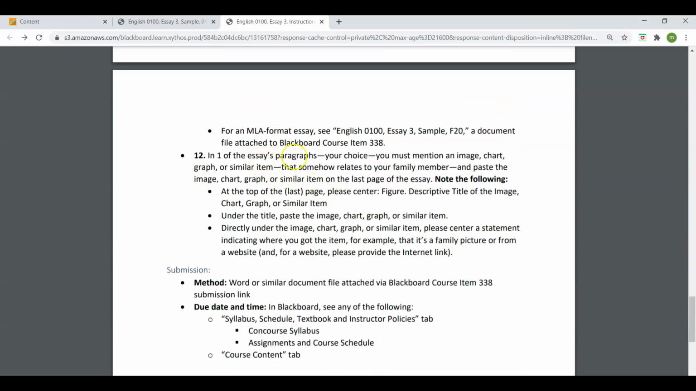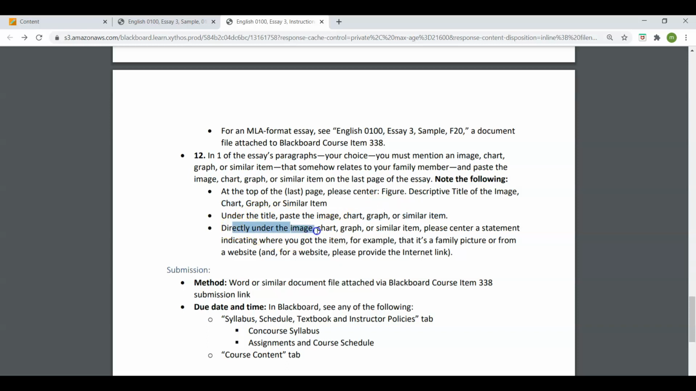Here it is. In one of the essay's paragraphs, your choice, you must mention an image, chart, graph, or similar item that somehow relates to your family member and paste the image, chart, graph, or similar item on the last page of the essay. Note the following. At the top of the last page, please center the word figure. And then don't type descriptive title of the image. Actually give it a descriptive title. And it could be an image, chart, graph, or similar item. The easiest thing to do is a photo. Under the title, paste the image, chart, graph, or similar item, most likely a photo.